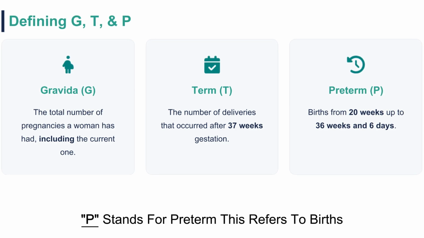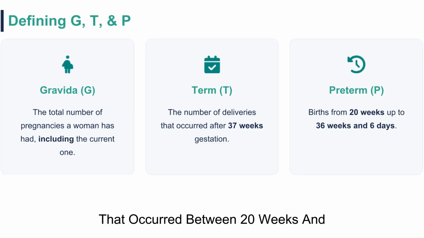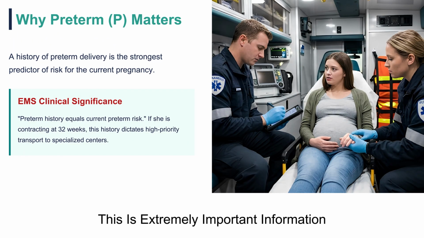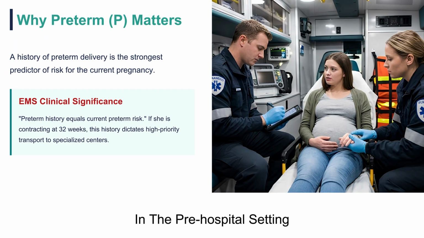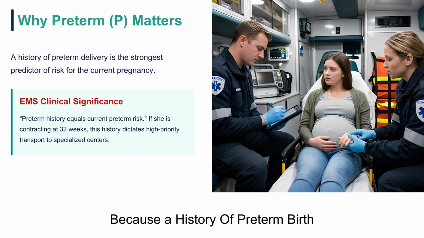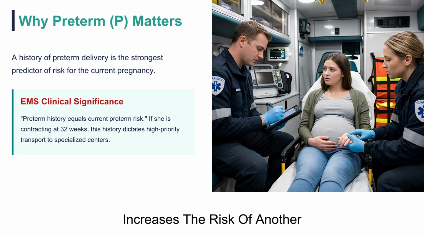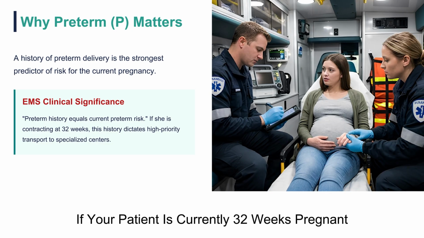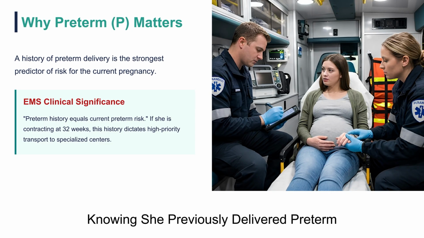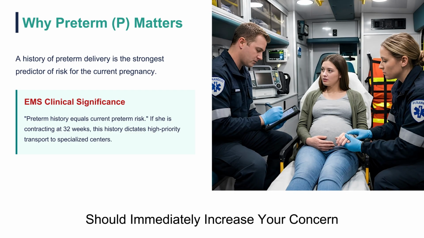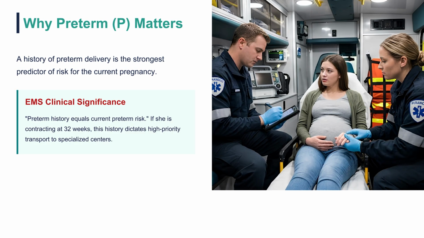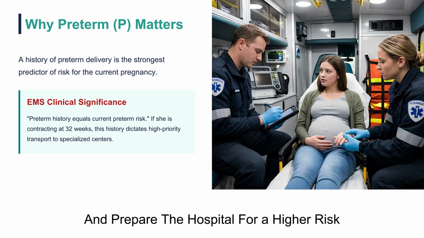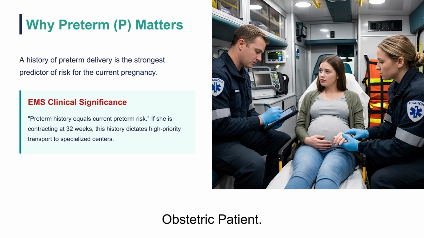P stands for preterm. This refers to births that occurred between 20 weeks and 36 weeks and 6 days gestation. This is extremely important information in the pre-hospital setting because a history of preterm birth increases the risk of another preterm delivery in the future. If your patient is currently 32 weeks pregnant and contracting, knowing she previously delivered preterm should immediately increase your concern. It may change your transport priority, influence your destination decision, and prepare the hospital for a higher-risk obstetric patient.